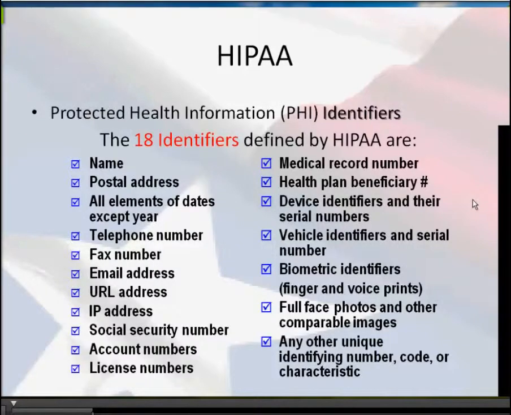Here are the identifiers. There are 18 identifiers, which include the name, postal address, all elements of the date except for year, the telephone number, fax number, email address, URL address, IP address, social security numbers, account numbers, license numbers, medical record numbers, health plan beneficiary number, device identifiers and their serial numbers, vehicle identifiers and serial numbers, biometric identifiers, including fingerprints and voice prints, full face photos or other comparable images, and anything else you can think of that is a unique identifying number, code, or characteristic that can be related back to that patient.